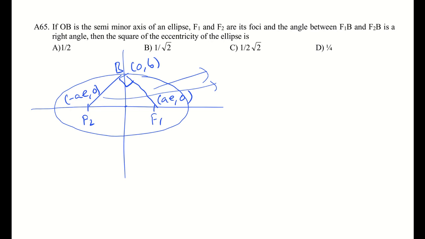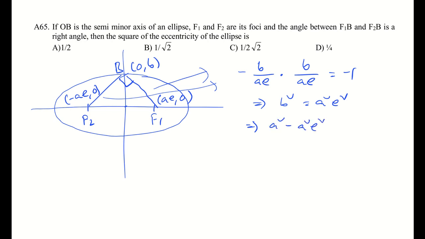So doing that I am getting this slope as b by minus ae, into the other slope, b by ae, is equal to minus 1. So I am getting b square is equal to a square e square, or we know that b square is nothing but a square minus a square e square, so from this I am getting a square equal to 2 times a square e square. Cancelling a square, I have e square is equal to 1 by 2, or e is equal to 1 by root 2. Okay, let's go to next problem.